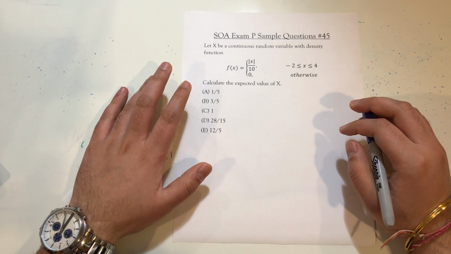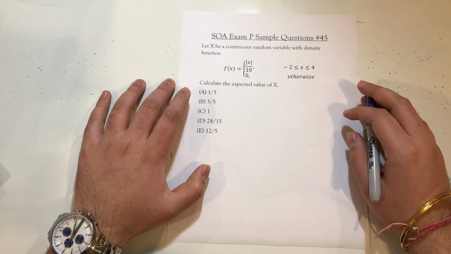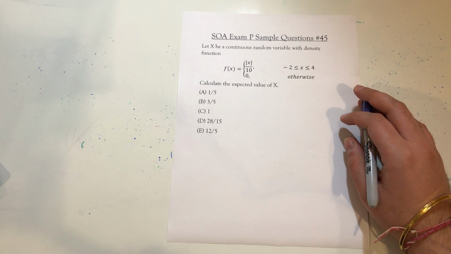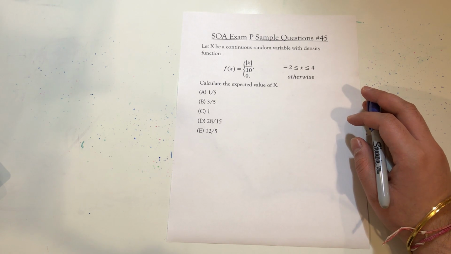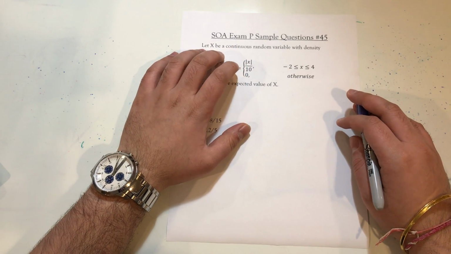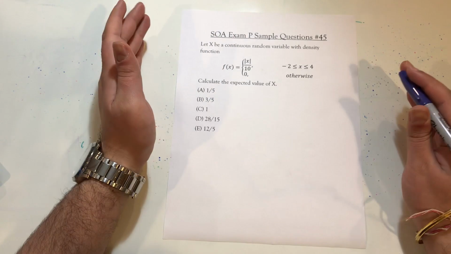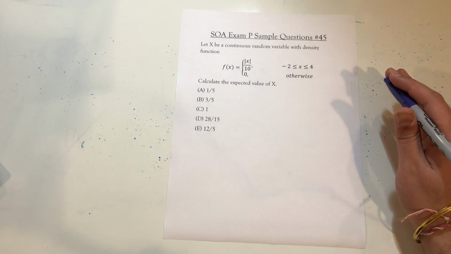So in this video, we're going to go through sample question 45 from the Society of Actuaries ExamP list of sample questions. The question reads, let x be a continuous random variable with the following density function. It gives us the function absolute value of x over 10 for -2 to 4, and then 0 otherwise. We need to now calculate the expected value of x.